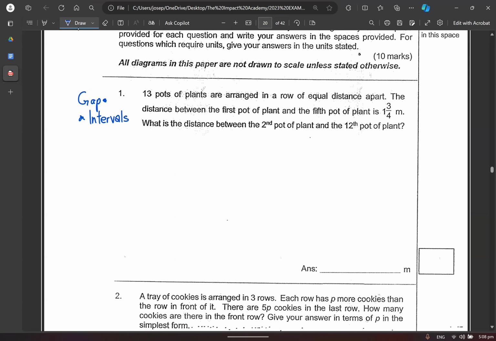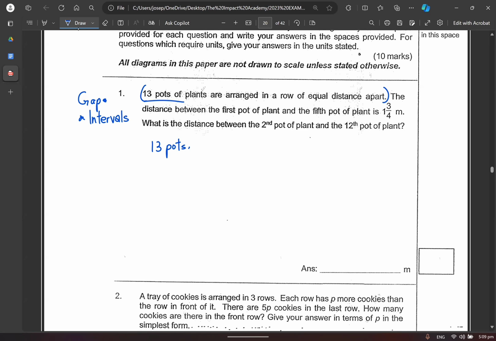All right. As you can see over here, it says 13 pots of plants are arranged in a row, an equal distance apart. So again, if I have 13 pots, how many gaps do I have? 14, 10 or 12? 12. Why do you say 10 at first? I said 14 at first.